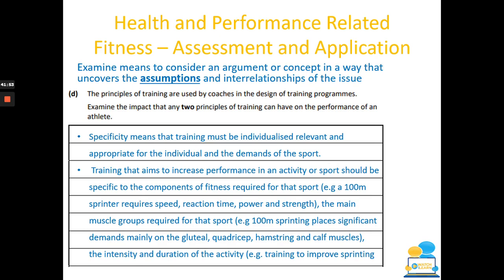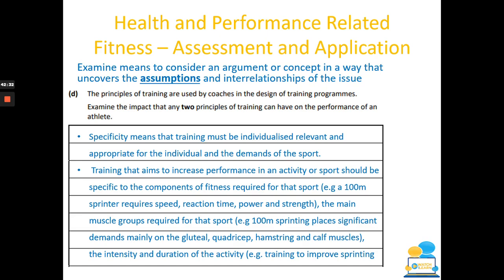The other principle of training we're looking at here is specificity. It must be individualized, relevant, and appropriate for the individual and demands of the sport. So it should be specific to the components of fitness required for the sport that we talked about before. So a 100-meter sprinter needs speed, so their training should be focused on speed and those other components listed there. The main muscle groups required for the sport. Again, the 100-meter places significant demands on the gluteal, quadricep, hamstring, and calf muscles. Again, there's a low level of intensity placed on, say, the bicep muscles.